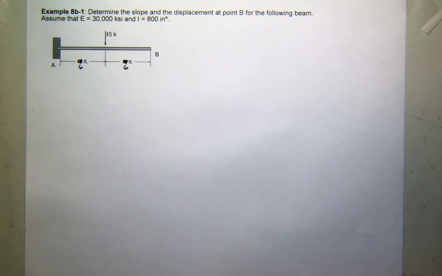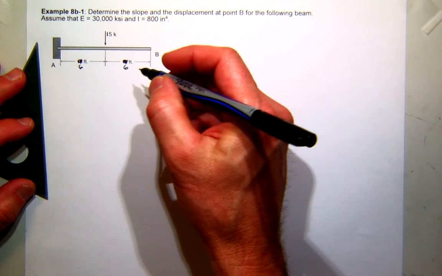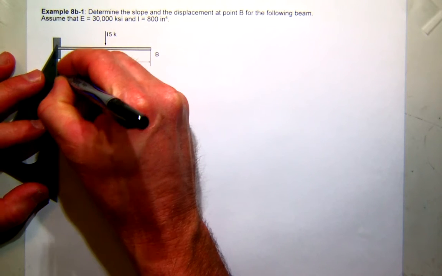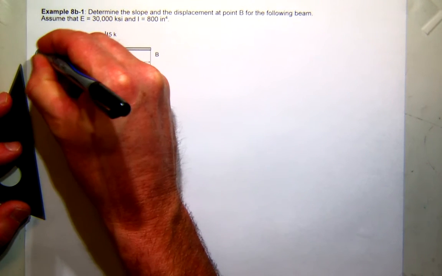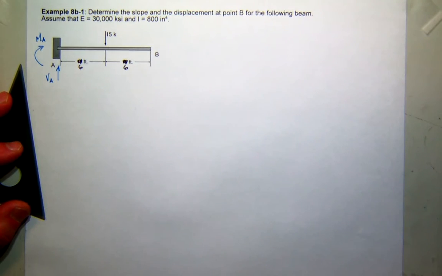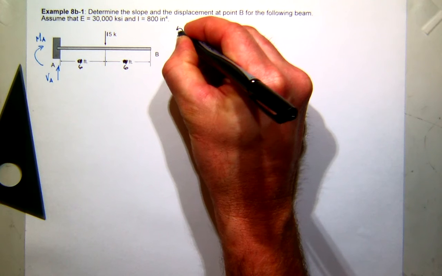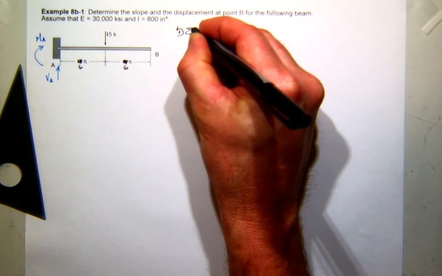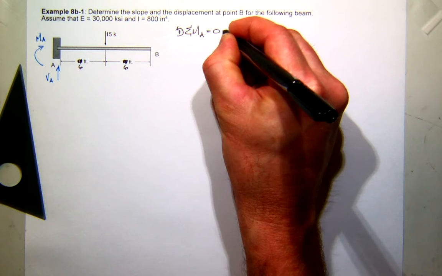So what's the first thing we have to do in all these problems once you decide for conjugate beam? Got to draw the moment diagram, right? So first thing we need to find is the shear at A and the moment at A. So you have to do a little statics first. So I'll come over here and we'll sum moments at A, make sure we're in equilibrium.